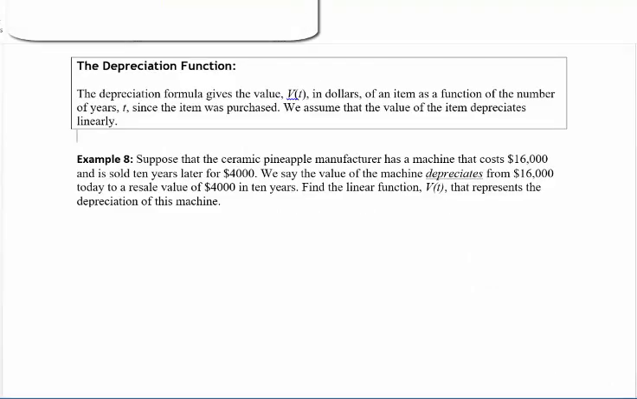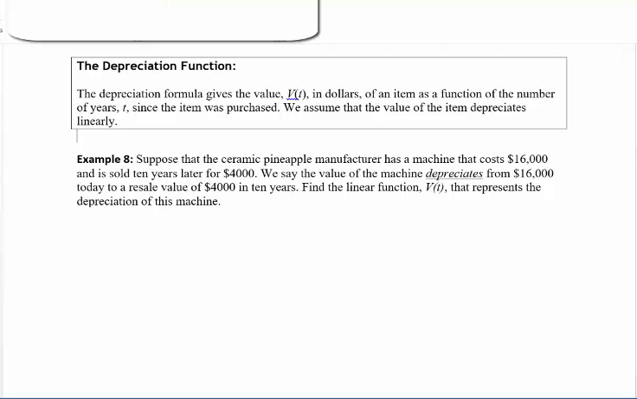So now let's talk about the depreciation function. A depreciation formula is going to give you the value in dollars of some item as a function of the number of years T since the item was purchased. So we're thinking about the value of something. There are certain items that go up in value over time and others that go down in value. One that we usually talk about is cars. Unless you're talking about classic cars, cars typically depreciate in value over time. So you may buy a car for $20,000, but in 10 years it's only worth $4,000. So that is something that has depreciated.